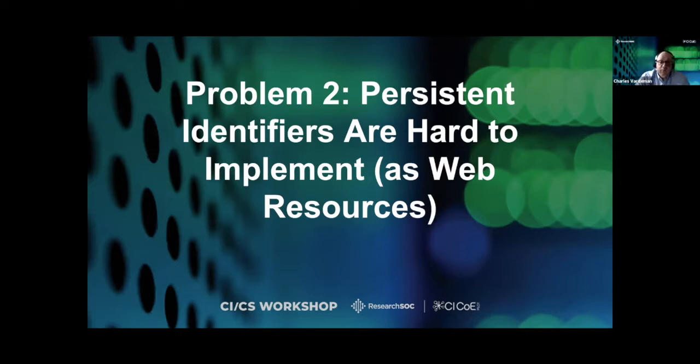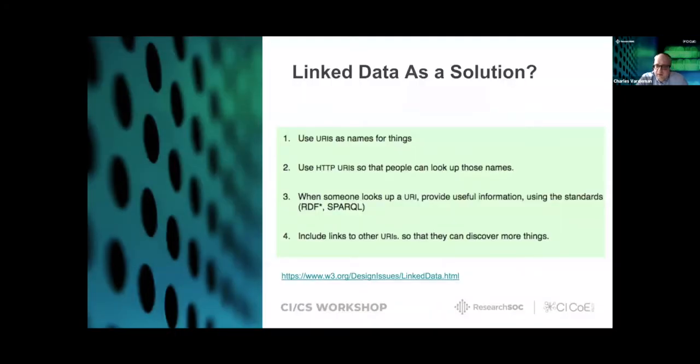Okay, so problem number 2 is persistent identifiers. And persistent identifiers are hard. Part of it is applying a web resource, so a URI or URL, and the context behind those, to an object. So it's mapping between some real world thing and a web technology thing. Once again, linked data is a possible solution, because it gives us guidelines for using URIs to name things, and to use dereferenceable URIs so that you can go get information about those things.